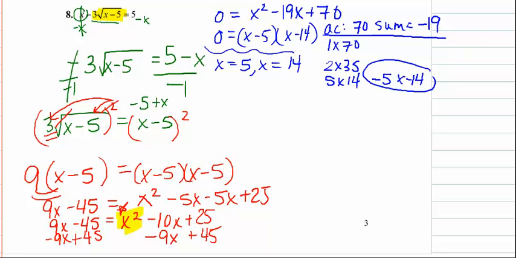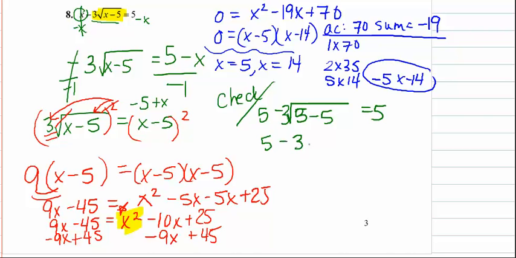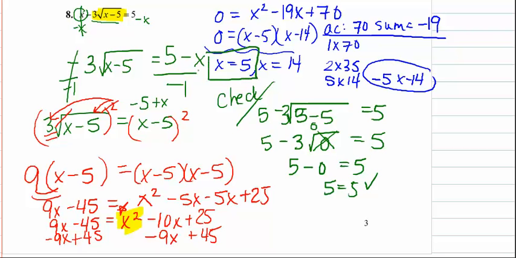So now let's go ahead and check these solutions in the original equation. So if I check 5, all the x's become 5s, so I have 5 minus 3 times the square root of 5 minus 5 equals 5. So 5 minus 3 times the square root of 0 equals 5. The square root of 0 is 0. So when we multiply it by 3, we get 5 minus 0 equals 5. And that's true, so then I know that 5 works.